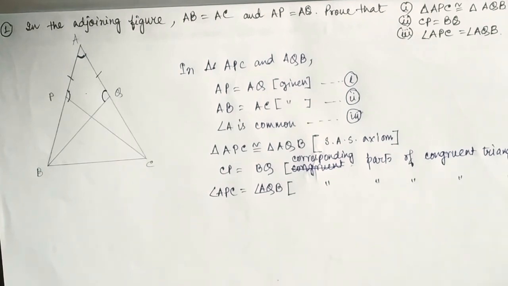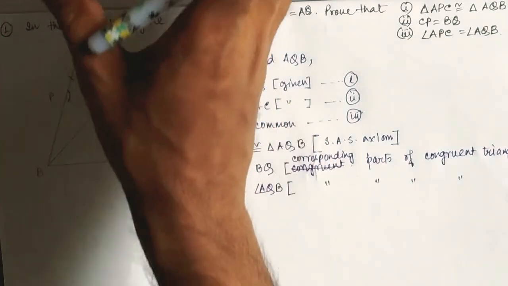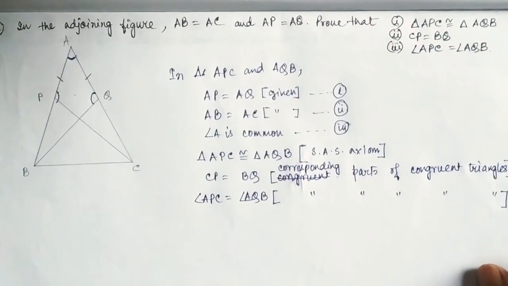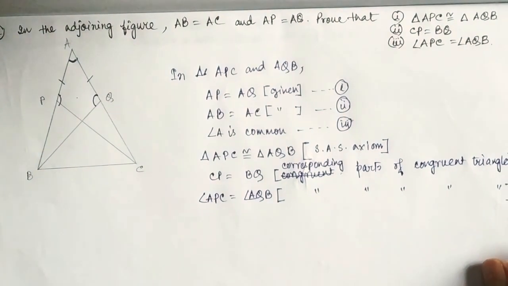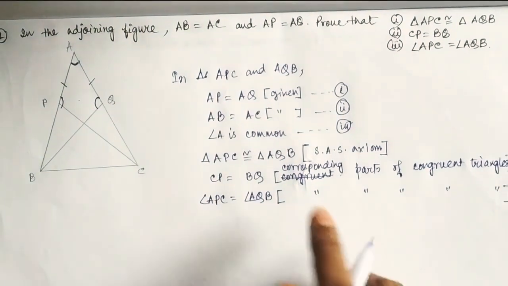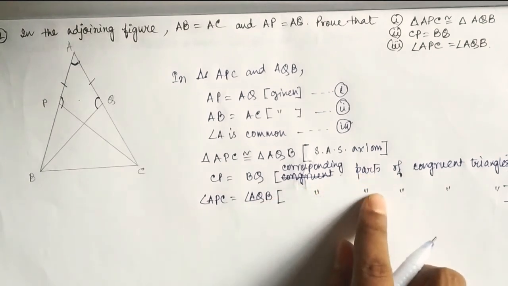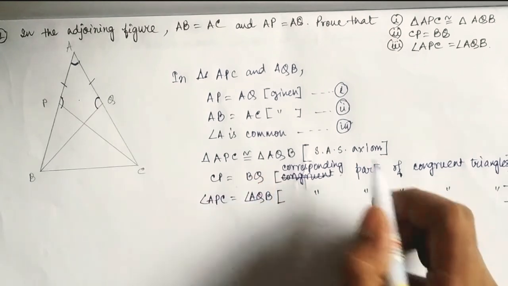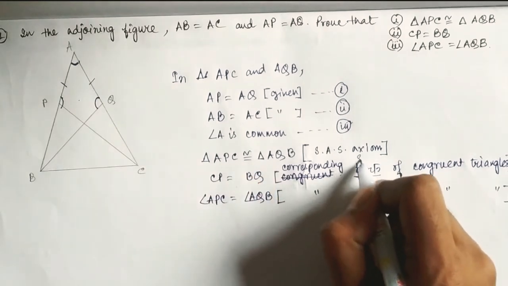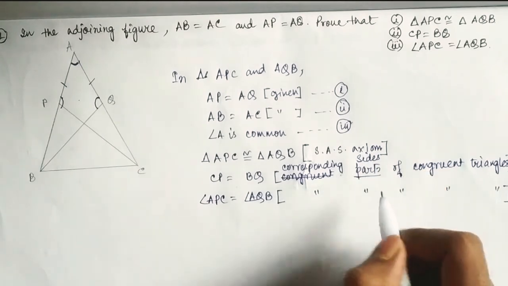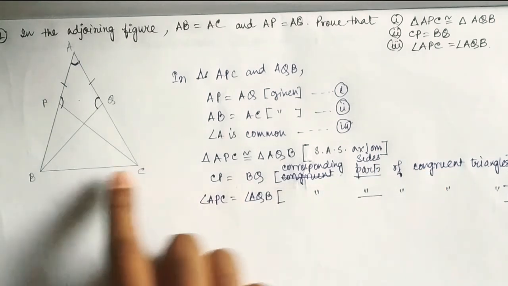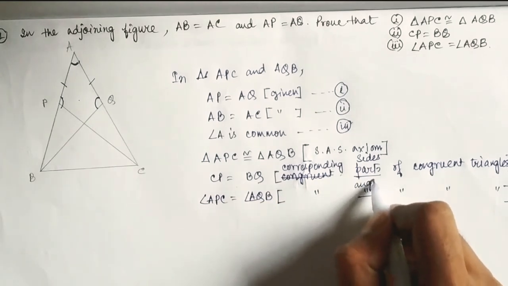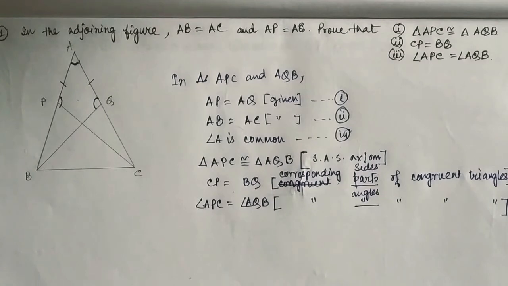Now all of you follow, you can write one more thing. Here I have written corresponding parts, here also corresponding parts. But for this case, we have shown that these two sides are equal, so instead of parts, you can also write corresponding sides of congruent triangles. And here in place of parts, since you have proved that these two angles are equal, you can also write corresponding angles of congruent triangles. Our first sum is complete.